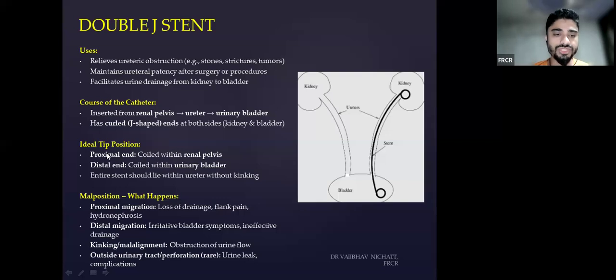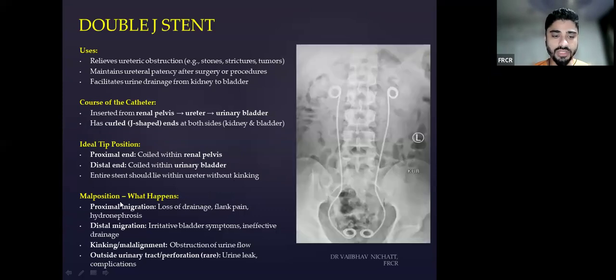What is the ideal tip position? The proximal end is coiled into the renal pelvis, and the distal end is coiled into the urinary bladder. The entire stent should lie within the ureter without kinking or any abnormal positioning. So what happens if there is malposition? In cases of malposition, if it is proximal migration, then there will be a loss of drainage. The patient might suffer from pelvic pain or hydronephrosis.